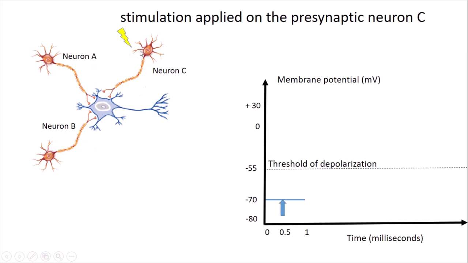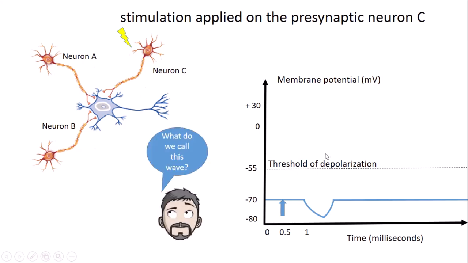If we apply a stimulation to neuron C, we notice, oh, there's something new here. We notice that in this case, the membrane potential is more negative. It's not closer to the threshold, it's further away from the threshold. So what do we call this wave? Precisely, it's an IPSP, an inhibitory postsynaptic potential.